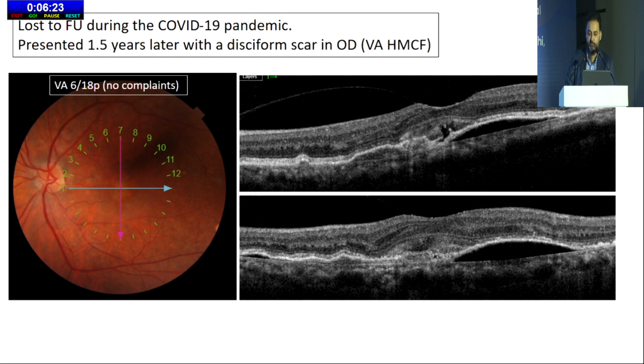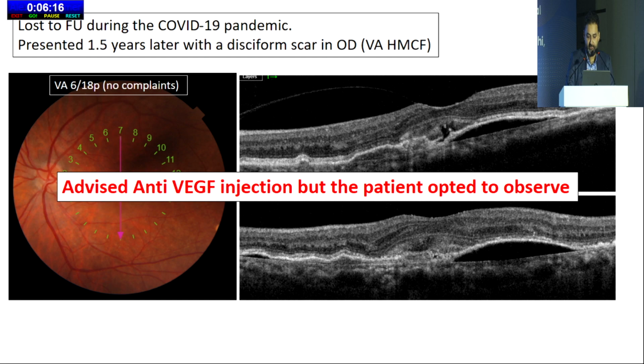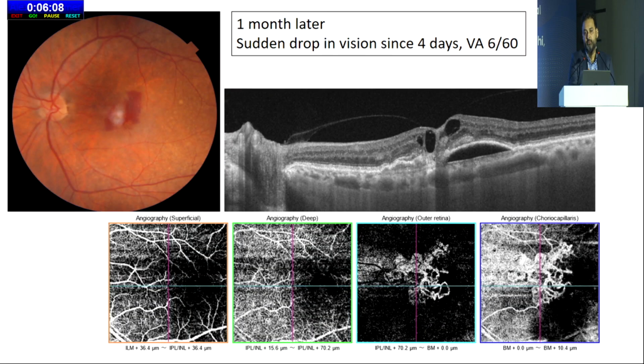At this point in time, I think it's a no-brainer. The PEDs have grown. He has subretinal hyperreflective material. He has subretinal fluid. Advised anti-VEGF, but the patient somehow said, no, I'm okay. I just came because COVID was over. I was visiting Chandigarh, so I came to show you. So that's what he said. Of course, he comes a month later. I mean, we know once these membranes tend to start to exude and grow, that's what happened.